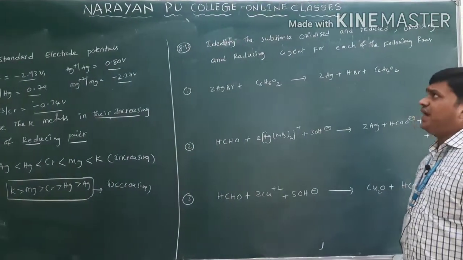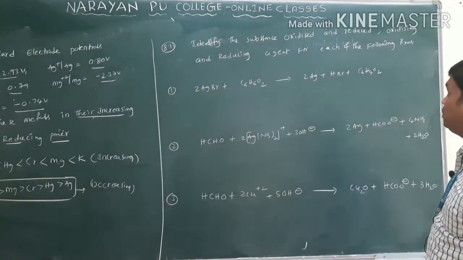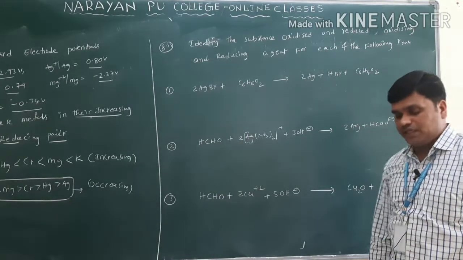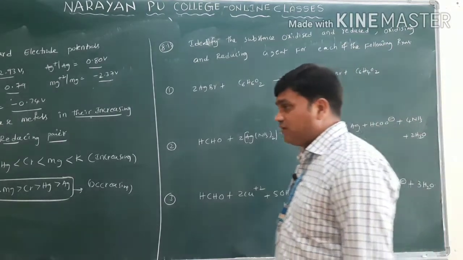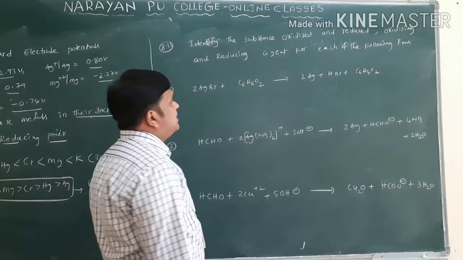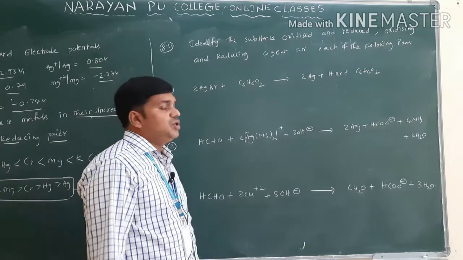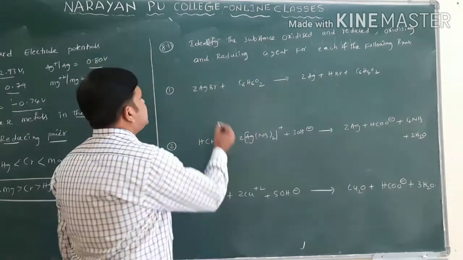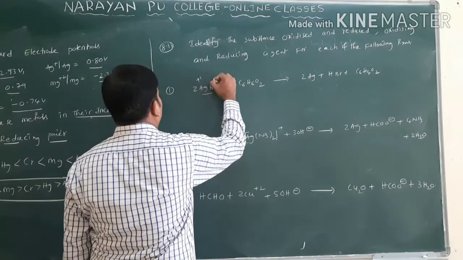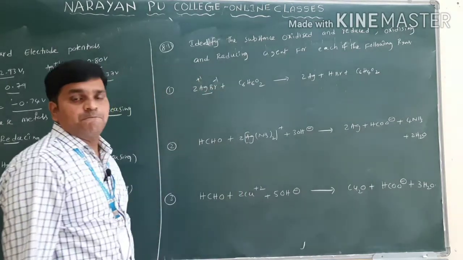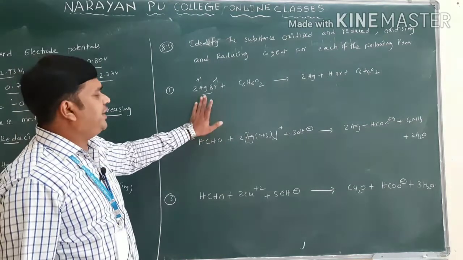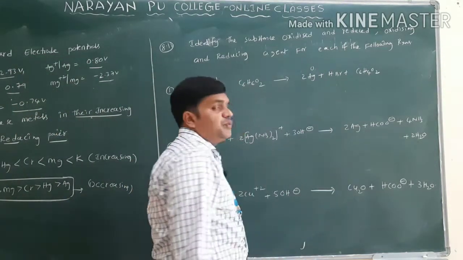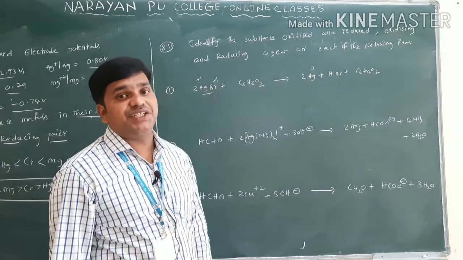Okay, see the next question we have, 8.13 from your textbook. The question: identify the substance oxidized, reduced, the oxidizing agent and the reducing agent for each of the following reactions. The first equation is 2AgBr plus C6H6O2 gives 2Ag plus 2HBr plus C6H4O2. In silver bromide, silver is plus 1 and bromine is minus 1. First identify silver and bromine in these compounds. Silver in elementary form has oxidation number 0.